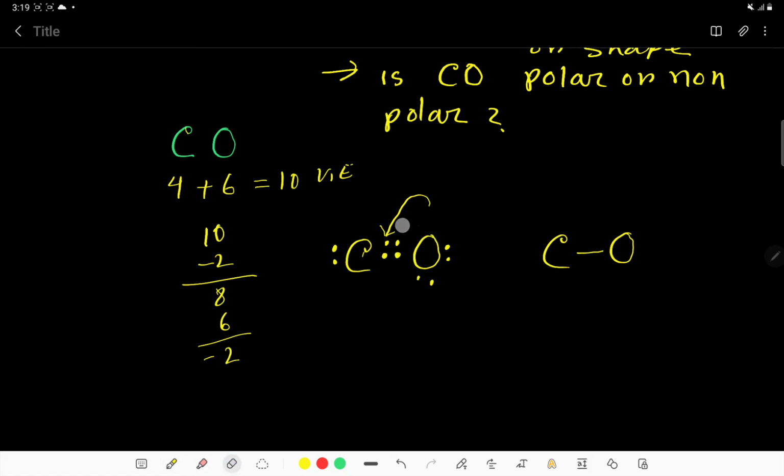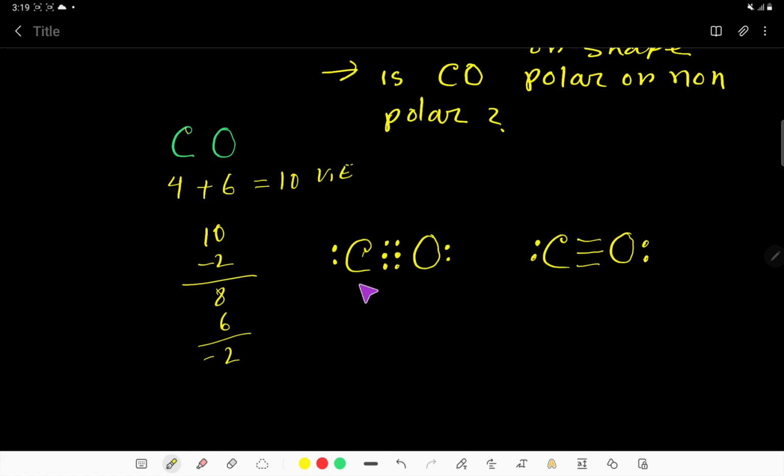Now this carbon has 2, 4, 6, so you have to shift one more pair. Now this carbon has 8 valence electrons, and this oxygen also has 8, right? So this is the Lewis structure of carbon monoxide. You can express this bond pair as a dash.